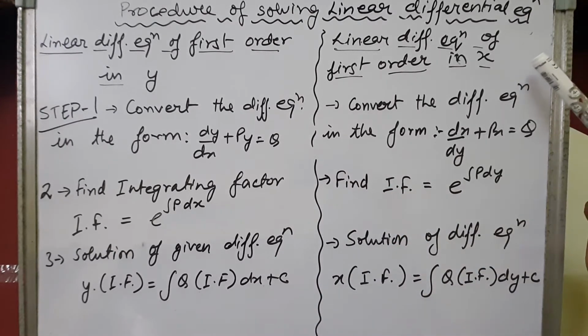If we have the linear equation of the first order in x, then first we convert the differential equation into the form dx upon dy plus px equals q. Second, we find the integrating factor. The integrating factor here will be e to the power integration of p dy. And the last step is to write the solution of the given differential equation. It will be x into integrating factor equals integration of q into integrating factor dy plus c. Alright, so these are the three steps we have to follow for solving every sum of a linear differential equation. Please note down.